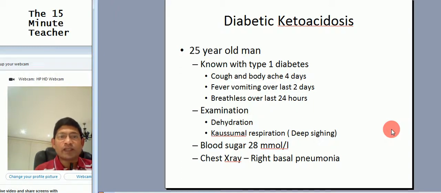On examination, you find that he is quite dehydrated. He's got Kussmaul's respiration, which is a deep sighing respiration. His blood sugar is 28 millimoles per liter, and his chest X-ray shows a right basal pneumonia. All of you will recognize that this is type 1 diabetes with ketoacidosis, and you will all check urine for ketones or blood for ketones, as well as blood for pH.